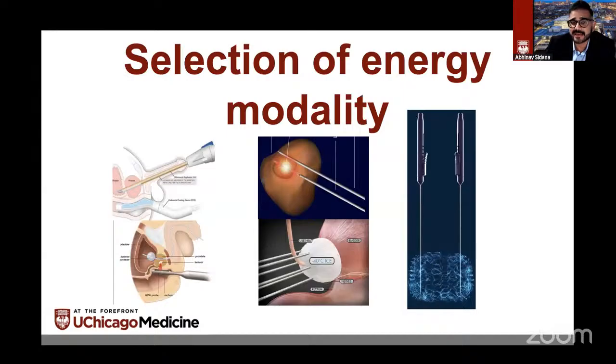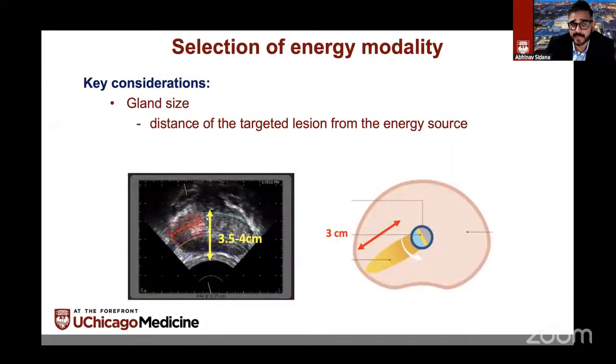So how do we select energy modality for focal therapy? There are several energy modalities in market now, and we have access to several of them in the United States. But there are several key considerations which help in selection of energy modality. One key consideration is the gland size. While prostate volume is usually not a determinant of focal therapy eligibility, the distance of the target lesion from the available energy source can dictate the choice of modality.